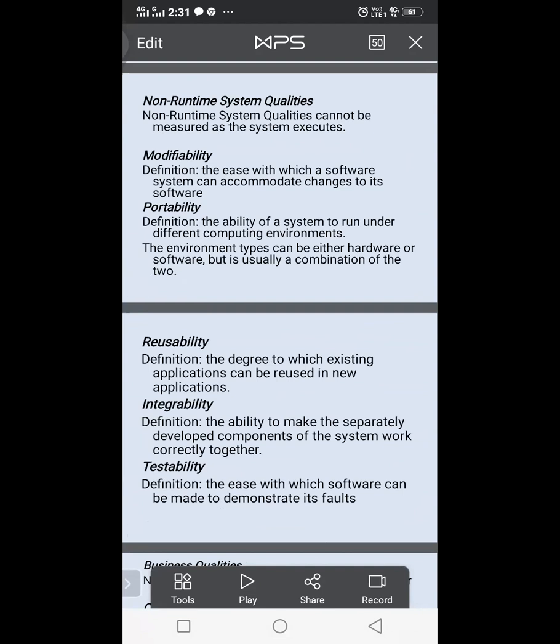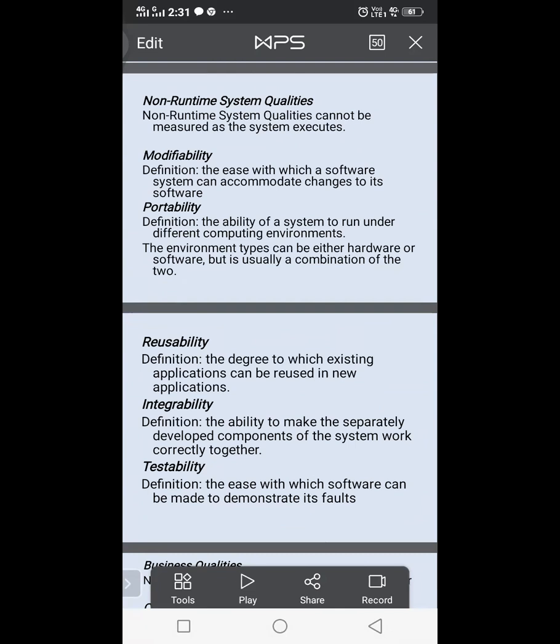So today we discussed views, different types of views. What are the different types of views? Module views, component and connector views, and another one is the architectural views. In the same way, structures are also like that: module structures, component and connector structures, and architectural structures.